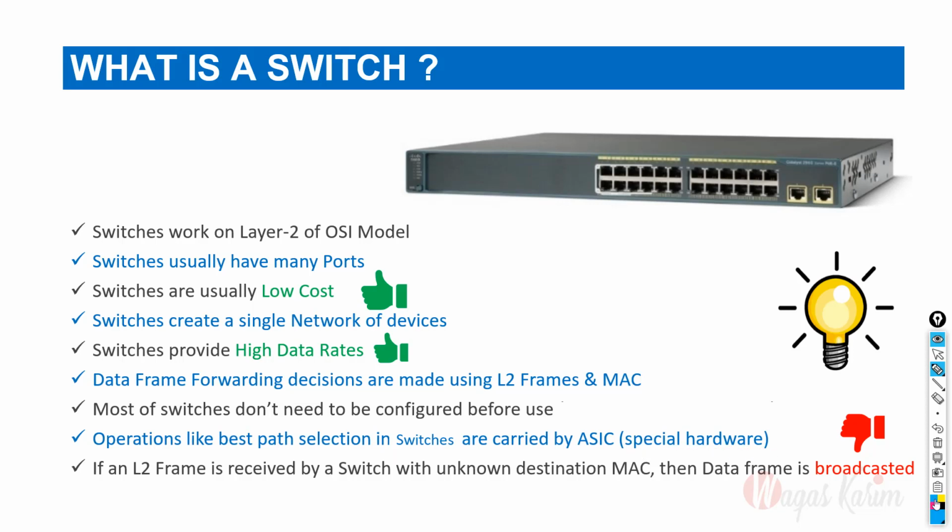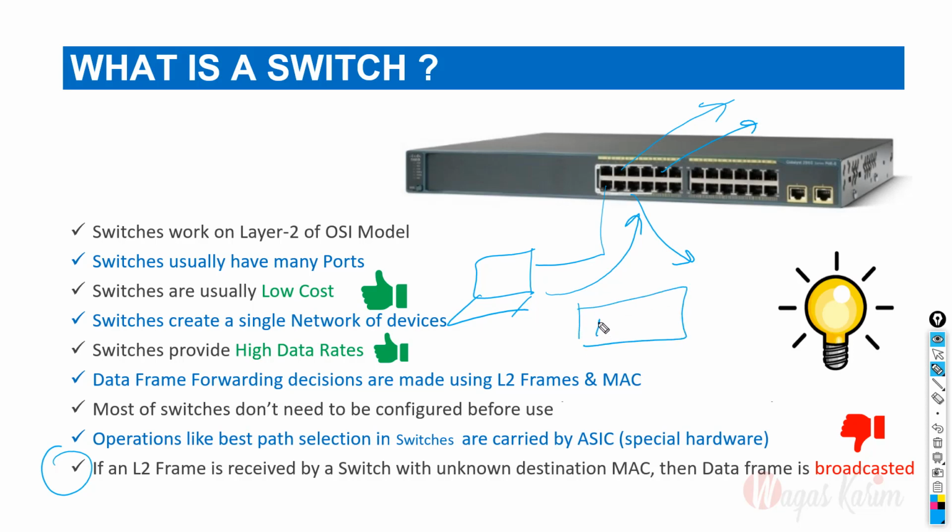Another important point to note here is that if a layer 2 frame is received by a switch with an unknown destination MAC address, for example, if there is a laptop or any end device connected here and it sends a frame with an unknown destination, what the switch is going to do is broadcast this to each and every port. For example, the destination says broadcast, maybe 255.255, this kind of address, or maybe the FFFF MAC address. So the switch will ask each and every device connected on these ports, guys, who has this destination address.